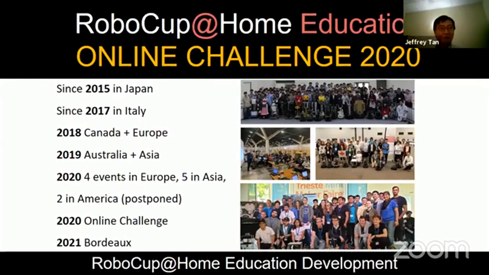Everything got postponed, but on top of that, we don't stop our effort and we organize this online challenge. So at least in 2020, we still have this online challenge as one of our international events in RoboCup at home education. So hopefully, next year, we will follow the same tradition and organize in RoboCup 2021 in Bordeaux, France. So hopefully to see you next year in France.